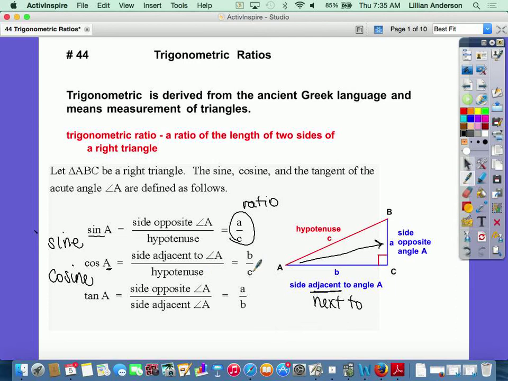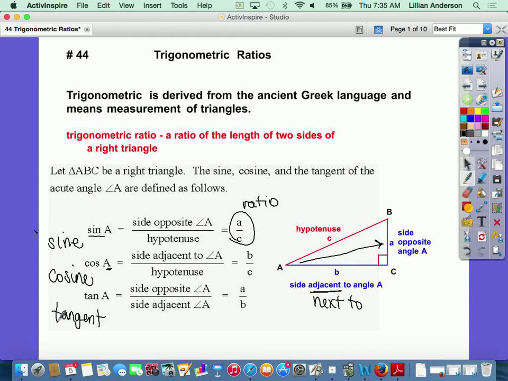The last one is not tan, but it's tangent. So the tangent of angle A is the side opposite of angle A over the adjacent, the side adjacent to angle A, which is A over B, okay? So these are your trig ratios here. These are your main ones, sine, cosine, and tangent.